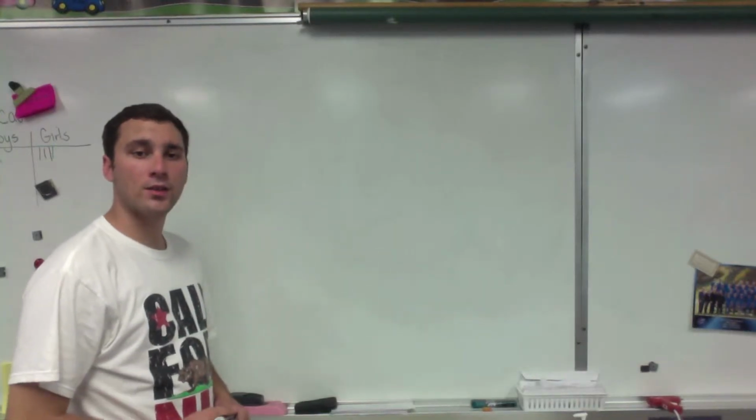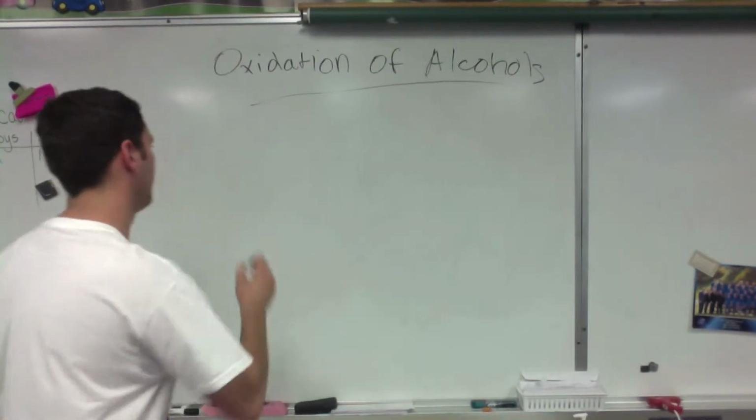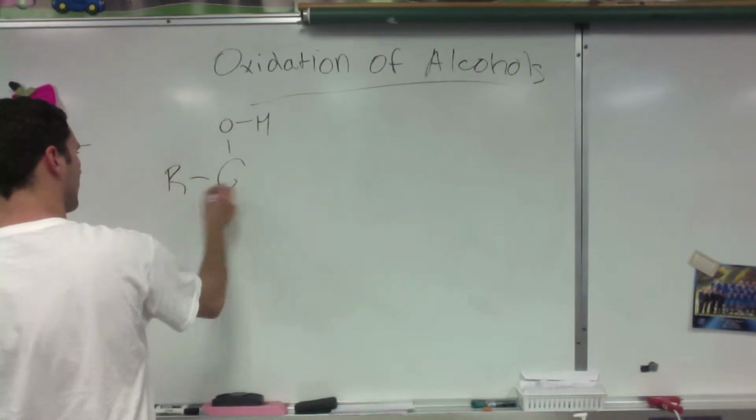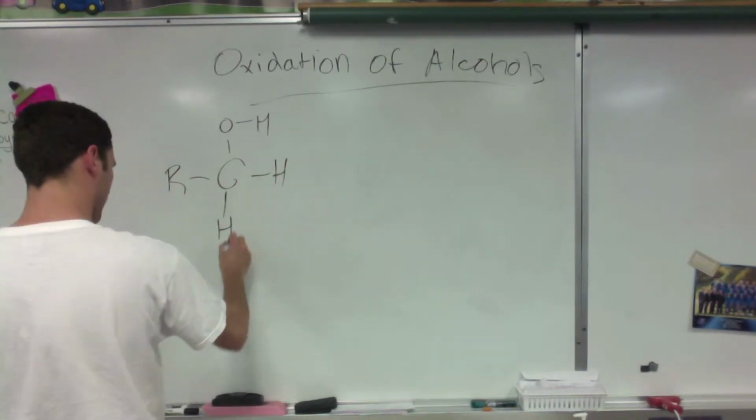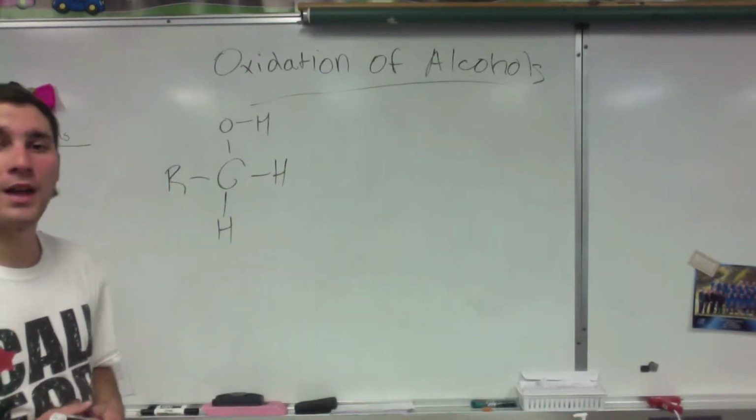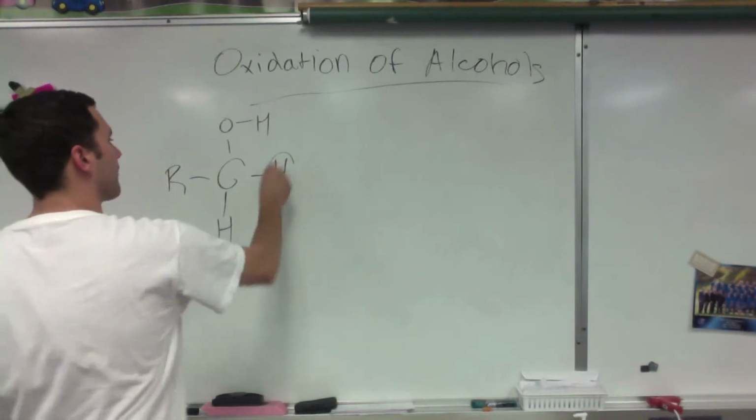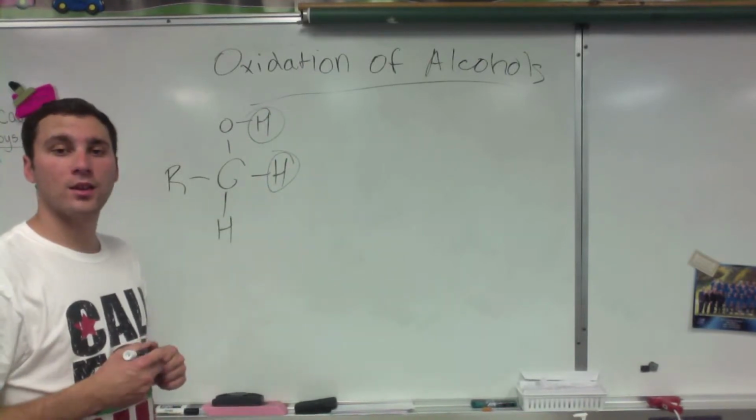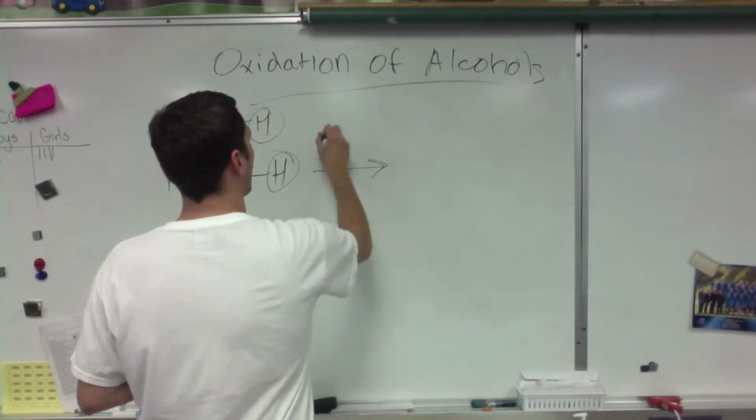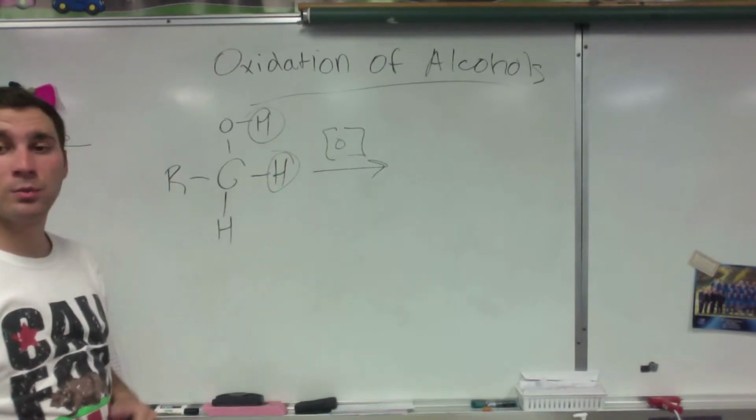Now let's take a look at an oxidation reaction of an alcohol. To start off, let's draw an alcohol. In an oxidation reaction, 2 hydrogen atoms are removed from the alcohol. One from the OH group and the other from an H connected to the carbon group, as seen here. Next, an oxidizing agent is used to form a carbonyl compound. An oxidizing agent is represented by the O in 2 brackets.